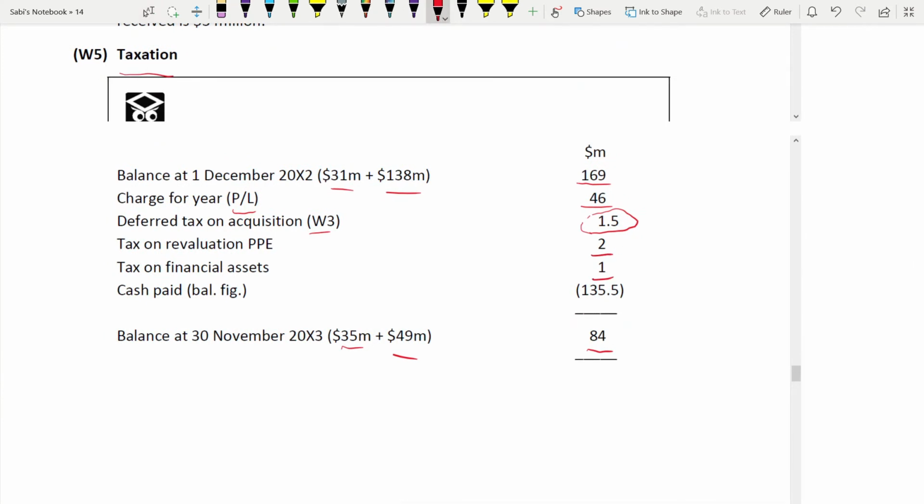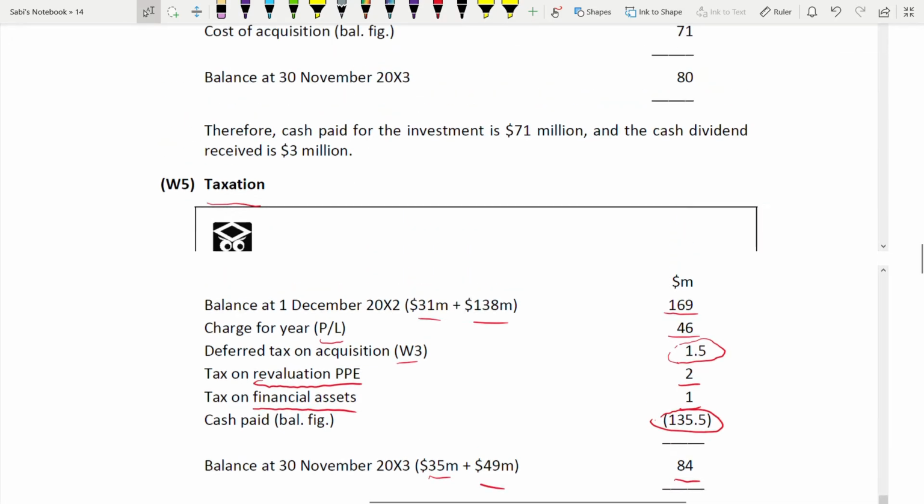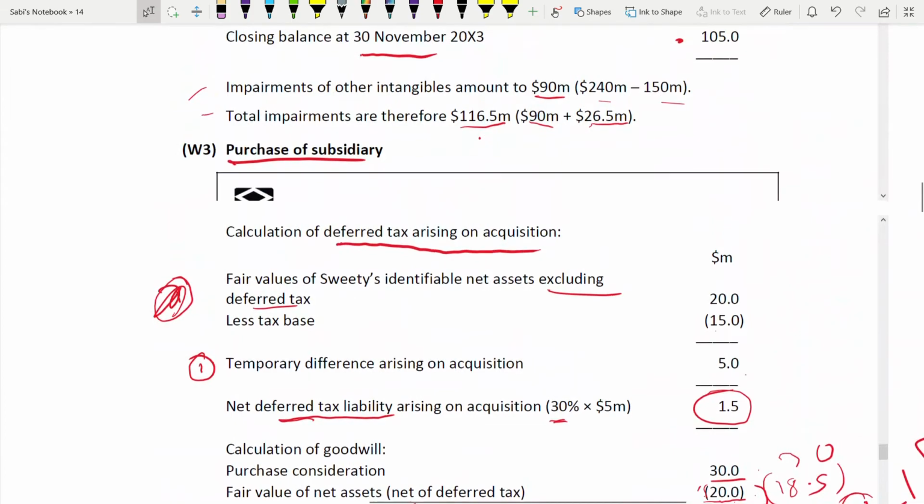When you take 2 and 1, don't just write tax, write what it is tax on. You cannot take it as a charge for the P&L or tax on the profit and loss account. No, it comes from OCI, no? So you have to write which item it is tax on: revaluation of PPE and financial asset. Okay, so the balance is your cash paid. Negative figure is cash paid. Definitely it will be cash paid only. You will not receive cash. So this is the tax paid.